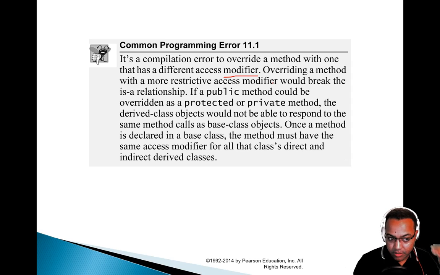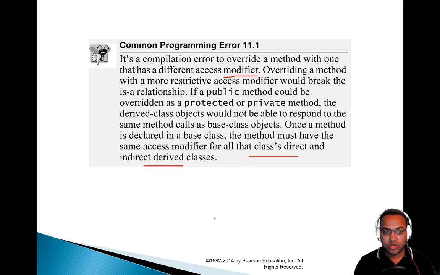If a public method could be overridden as a protected or private method, the derived class objects would not be able to respond to the same method calls as base class objects. Once a method is declared in a base class, the method must have the same access modifier for all that class's direct and indirect derived classes. So don't change the access modifier: public, private, protected. Keep it the same as it was in the base class. If you want to change the access modifier, you need to change it in the base class.